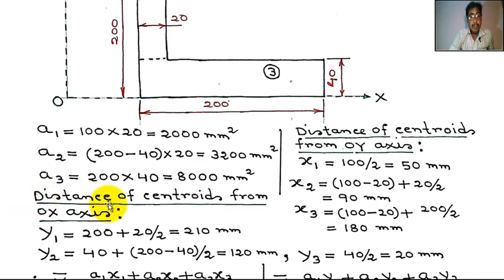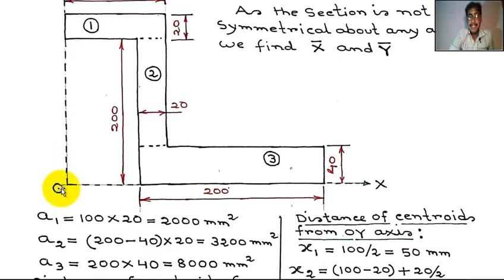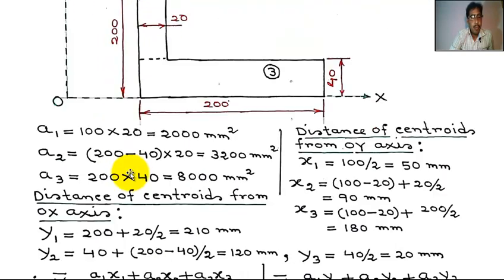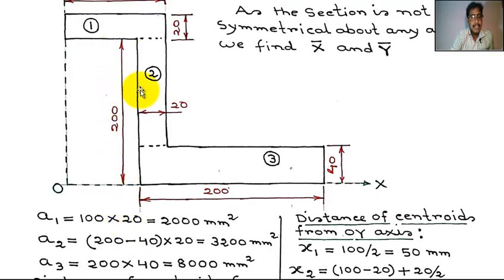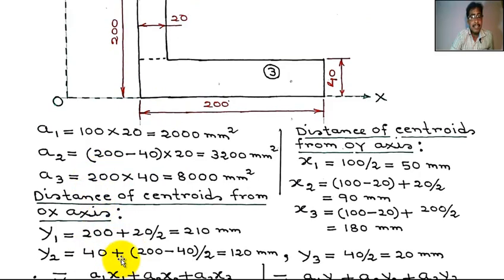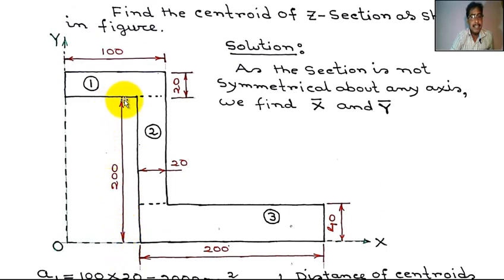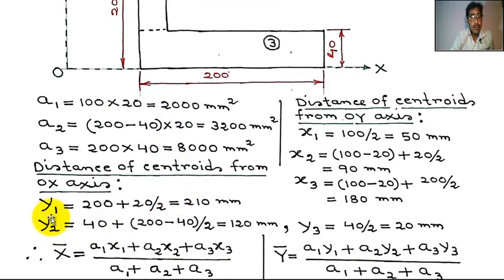Now distance of centroid from OX axis. The distance of centroid of rectangle 1 from OX axis is y1. y1 equal to 200 plus 20 by 2, equal to 210 millimeter.